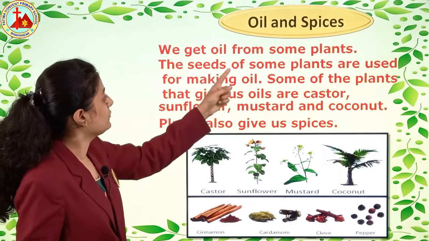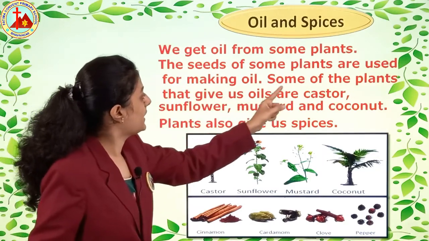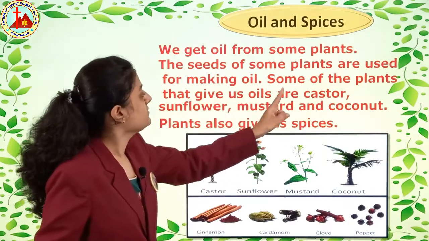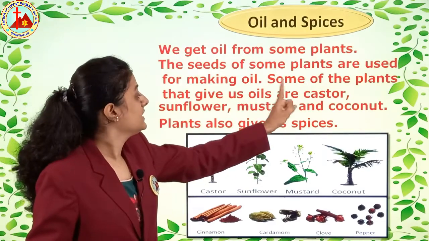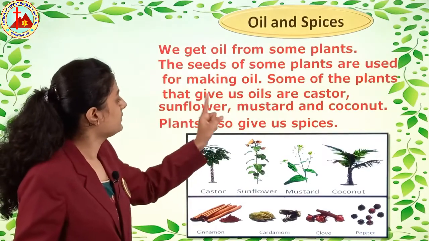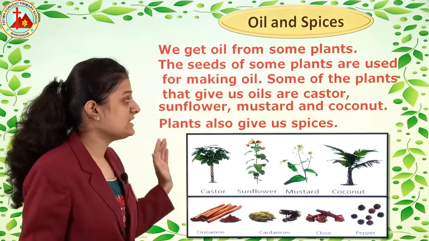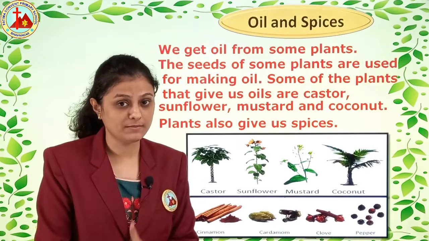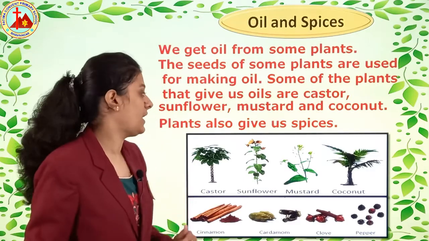We get oil from some plants. The seeds of some plants are used for making oil. Some of the plants that give us oils are castor, sunflower, mustard and coconut. Yes, the seeds of the plant. You get oil from seeds of the plant. Remember children, you get oil from seeds of the plant.